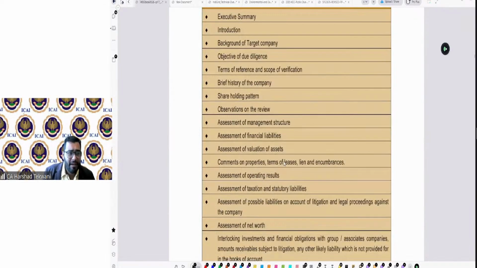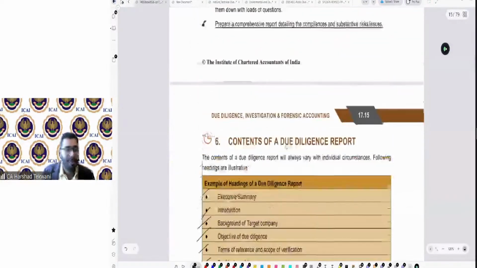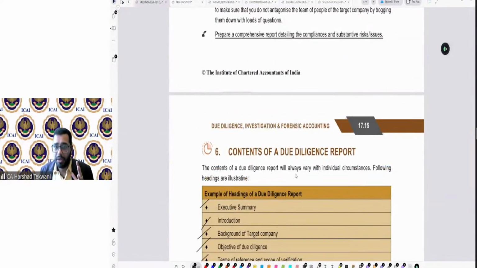So this is the brief content: executive summary, introduction, background of the target, objective, terms of reference, brief history, shareholding pattern, observation of the review, assessment of management structure, assessment of financial abilities, valuation of assets, comments on property, terms of lease, assessment on operational results, taxation, litigations, net worth, interlocking investments. A lot of things can be there, that is totally based upon the type of due diligence assignment. So that is all about the due diligence.